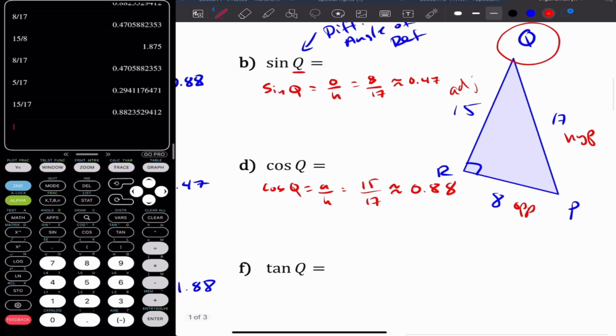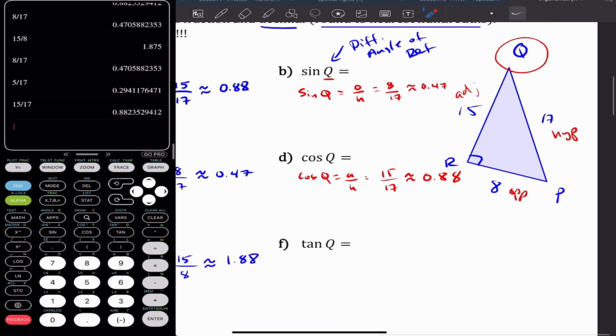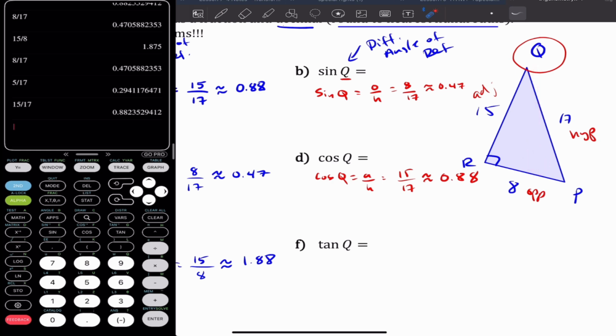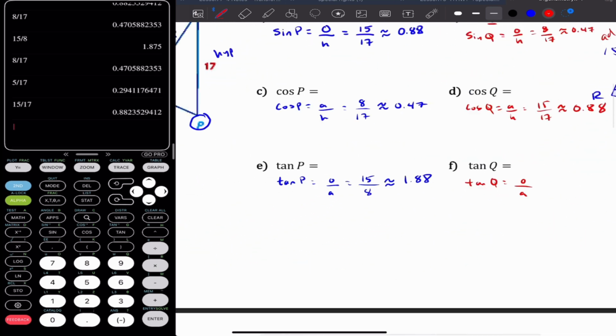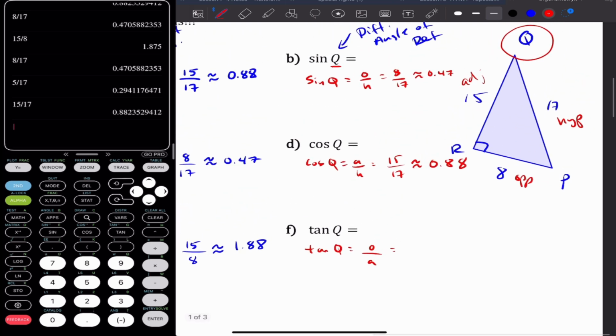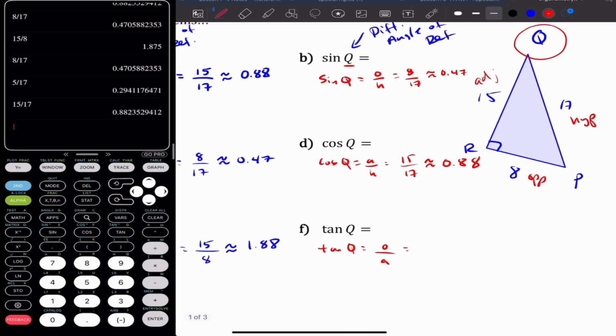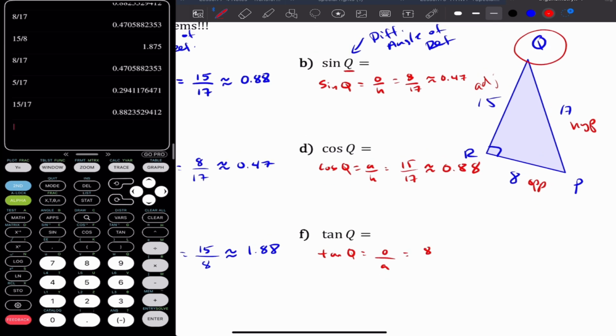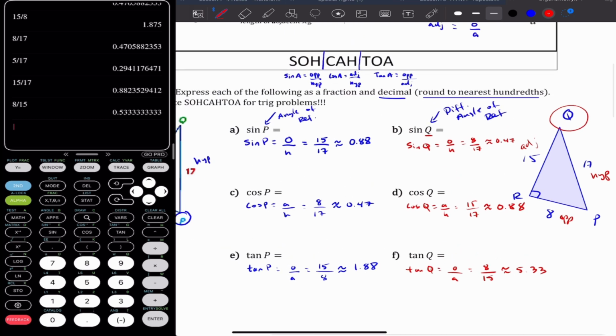And then lastly, tangent of Q. So that's opposite over adjacent. So tangent of Q is opposite over adjacent. And the opposite side for this scenario is 8, and your adjacent side is 15. So you have 8 divided by 15, that is 0.53. There you go.